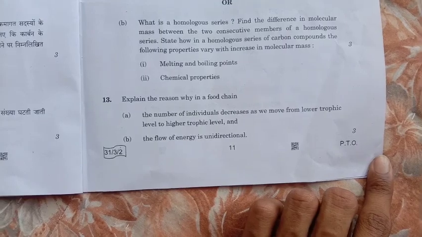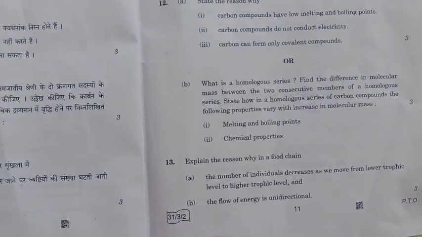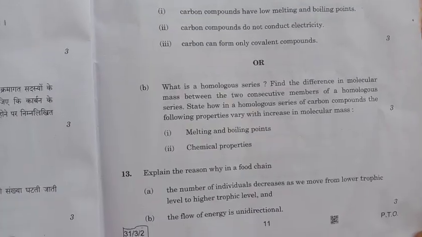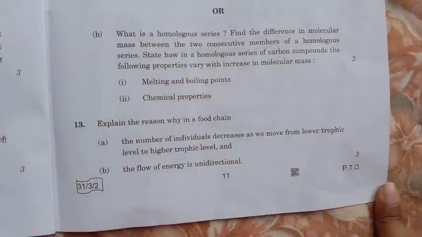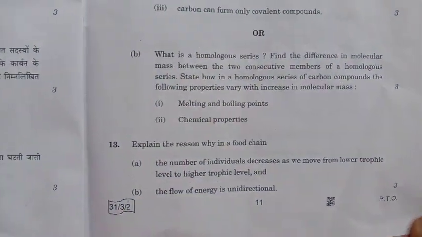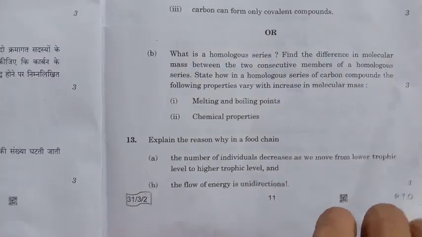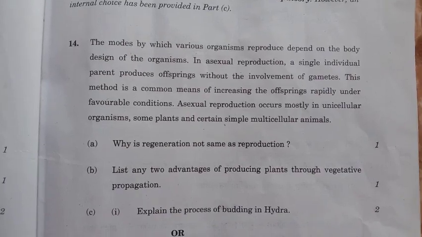The flow of energy is unidirectional. Because when a trophic level uses food or energy, it cannot give it back to the preceding trophic level. For instance, the plant takes energy from the sunlight, but it cannot give it back to the sunlight. Then section C, why is regeneration not the same as reproduction?